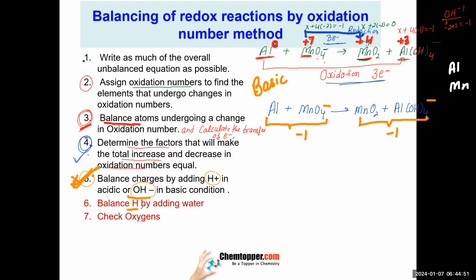But now I have to balance hydrogen by adding water. How many hydrogens on the right side? And how many on the left side? 0. So how much water should I add on this side? How much water on this side to balance hydrogen? No, we are not adding H plus. We are adding water. We are on rule number 6. Okay, we are not adding H plus. We are adding water. So I'm going to add 2 H2O.